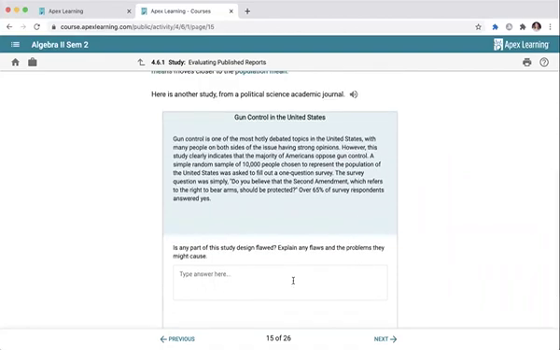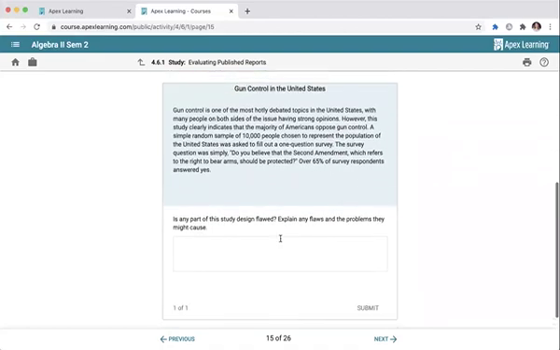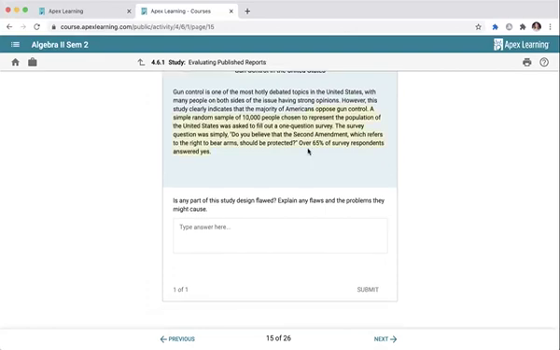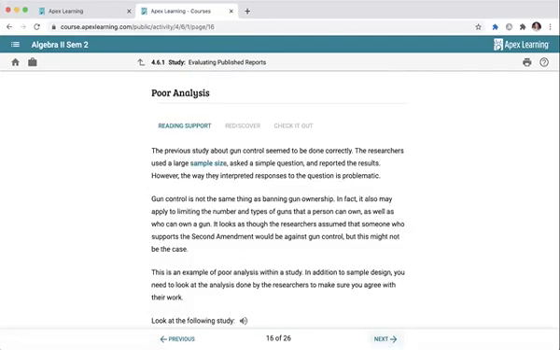Here's another example that I'll let you read and look at, but it's basically about gun control, and it says over 65% of survey respondents answered yes. Of course, the question you need to then read through here is, well, who asked the people? Where did they get these people from? All of that stuff.